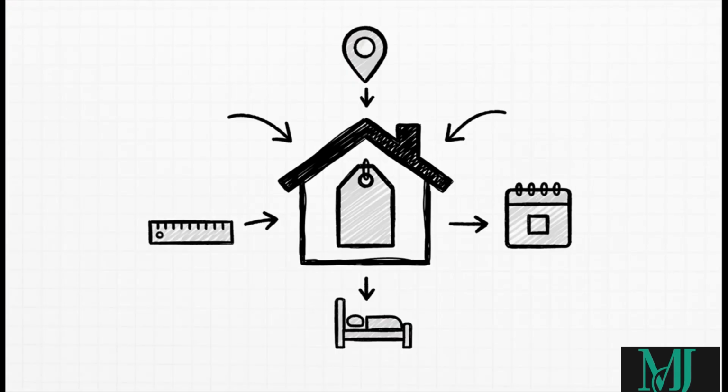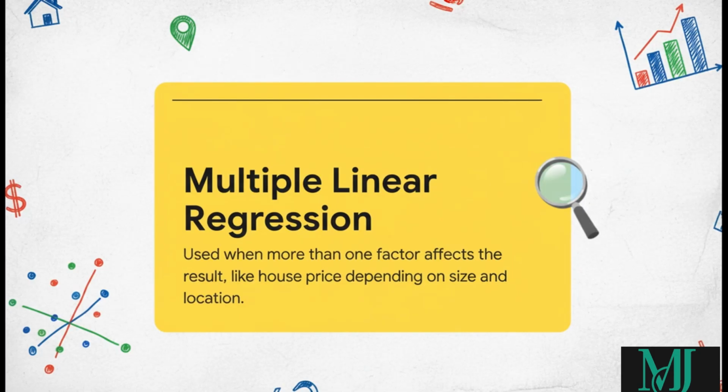I mean, just think about it for a second. Your test score isn't just about study hours, right? How much sleep you got or what your grades were like before. And a house price, it's not just about square footage. The neighborhood matters, its age matters, the number of bathrooms matters. Most things in life are a result of a bunch of different factors all working together. And that is exactly why we have multiple linear regression.